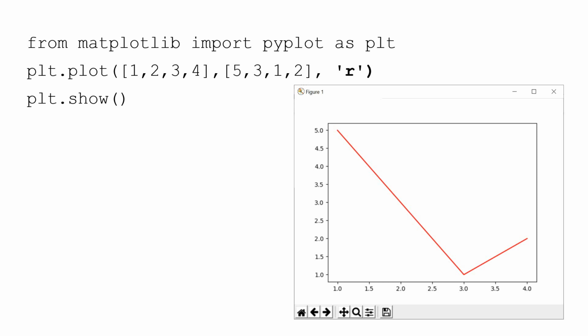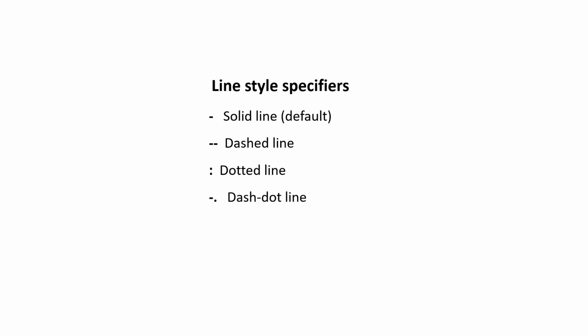By default, the line is a solid line, but we can change the style by specifying the line style specifier in the third argument. Various line style specifiers are: dash for solid line. This is the default line style. Double dash for dashed line. Colon for dotted line. Dash dot for dash dot line. Here is an example.